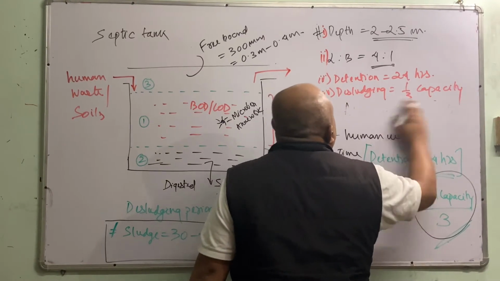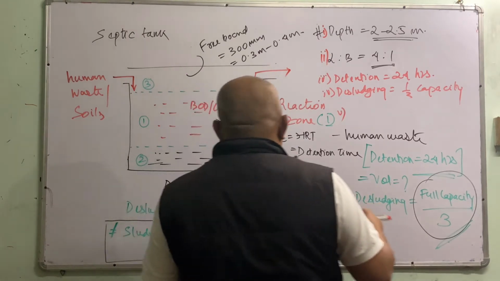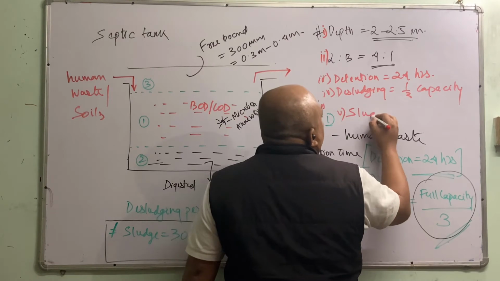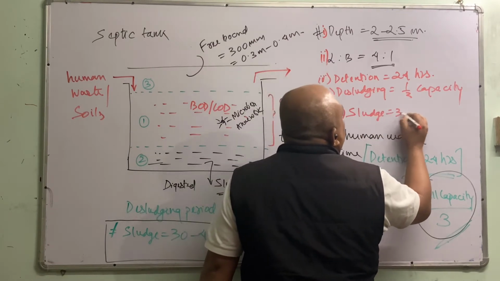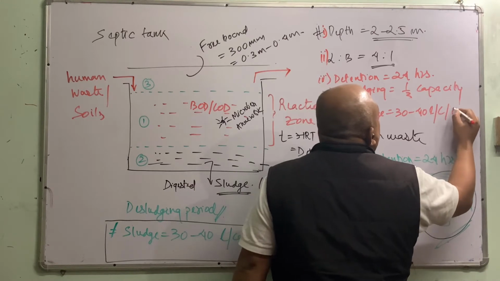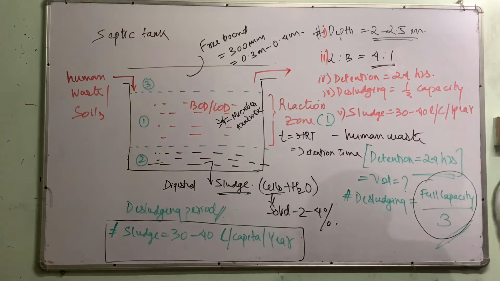Okay, and then some points you have to remember. Number 5 is sludge. The sludge is around 30 to 40 liters per capita per year, not per day, in a year. These are the points you have to remember for designing a sludge septic tank.